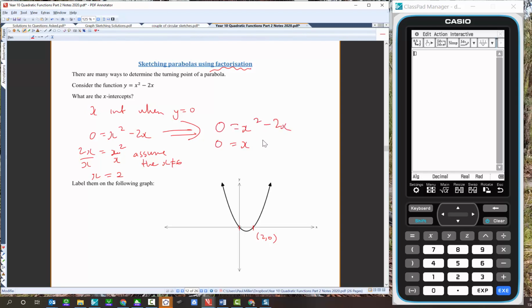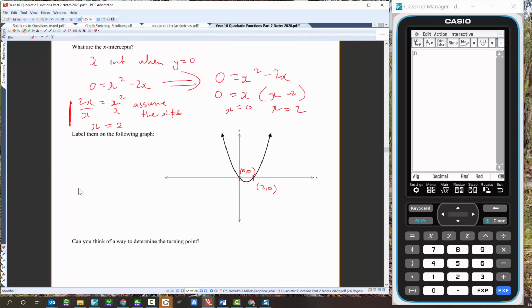Here's a method I want you to use when you do this problem. 0 equals x, x take 2. What I want you to do is factorize. So once you've factorized or taken out the common factor, we can apply the null factor law. x is equal to 0 and x is equal to 2. And there's both our solutions. So be very wary of doing this.